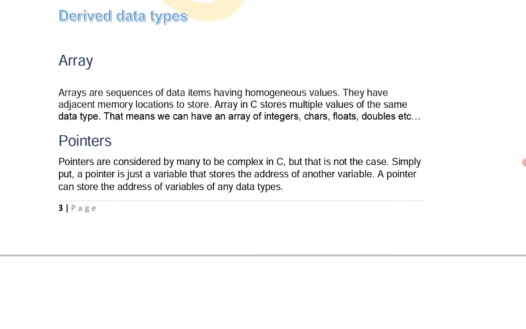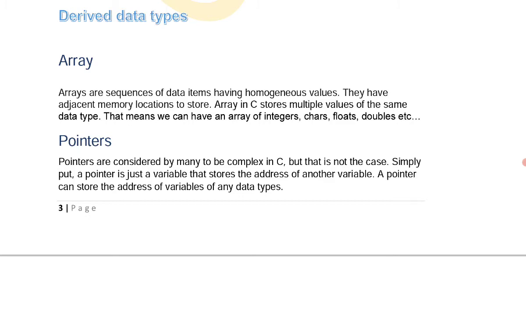What is derived? Derived means formed or created from something. All the derived data types are formed or created by using other primary data types only, like int, char, float, double, long, and so on. What are the examples of derived data types?